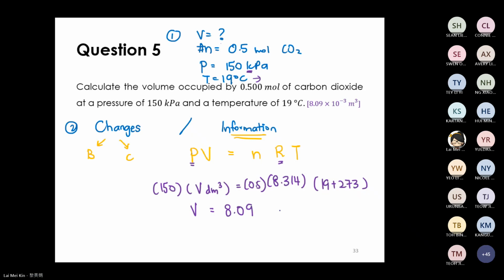9.09 decimeter cube. Correct? Of course, if you use 0.0821, then it will be slightly different. So I've shown you two different questions and two different ways of solving them. One of them involves changes, so identify whether it's Boyle's or Charles's. Another involves information.